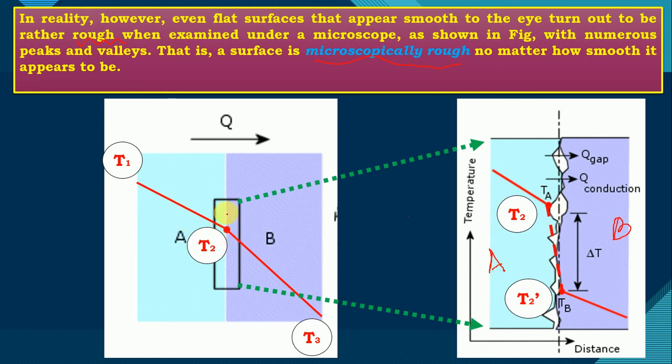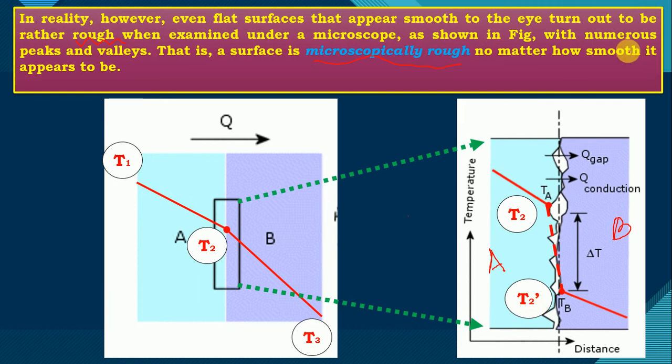T2 is the right side surface temperature of A, and T2 is the left side surface temperature of B. But in the actual case there is a drop in temperature because of this improper contact. This improper contact makes the temperature drop, and that temperature drop we can write as T2 minus T2 dash. This temperature drop may be less, maybe 2 degrees, 3 degrees, 4 degrees, but there is a temperature drop.